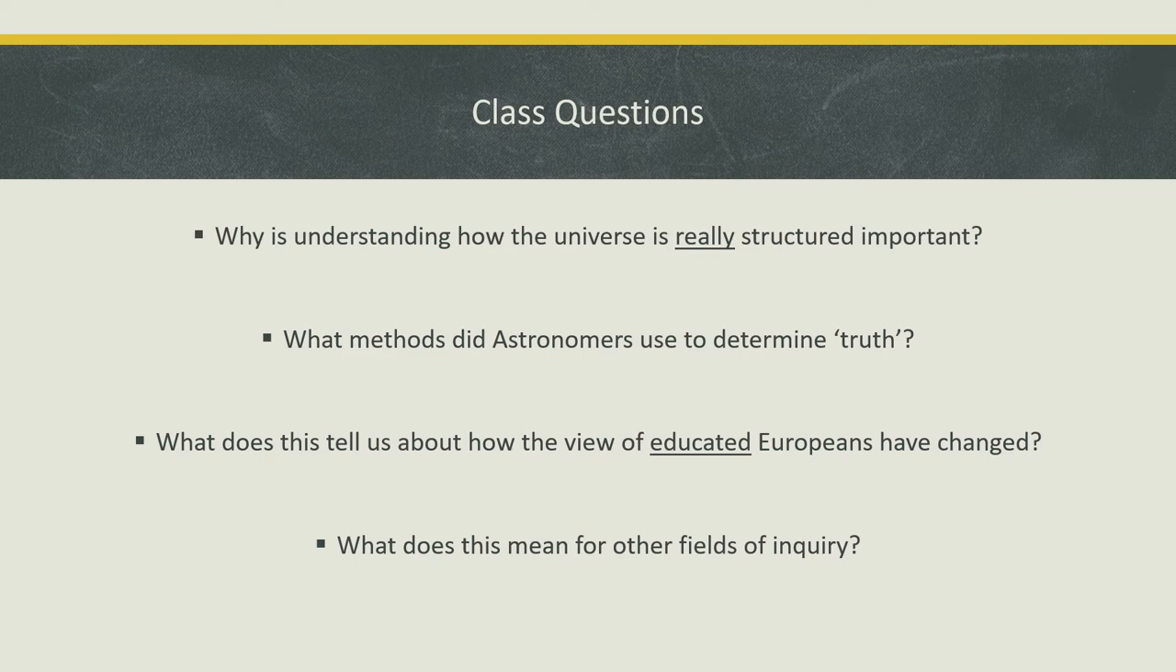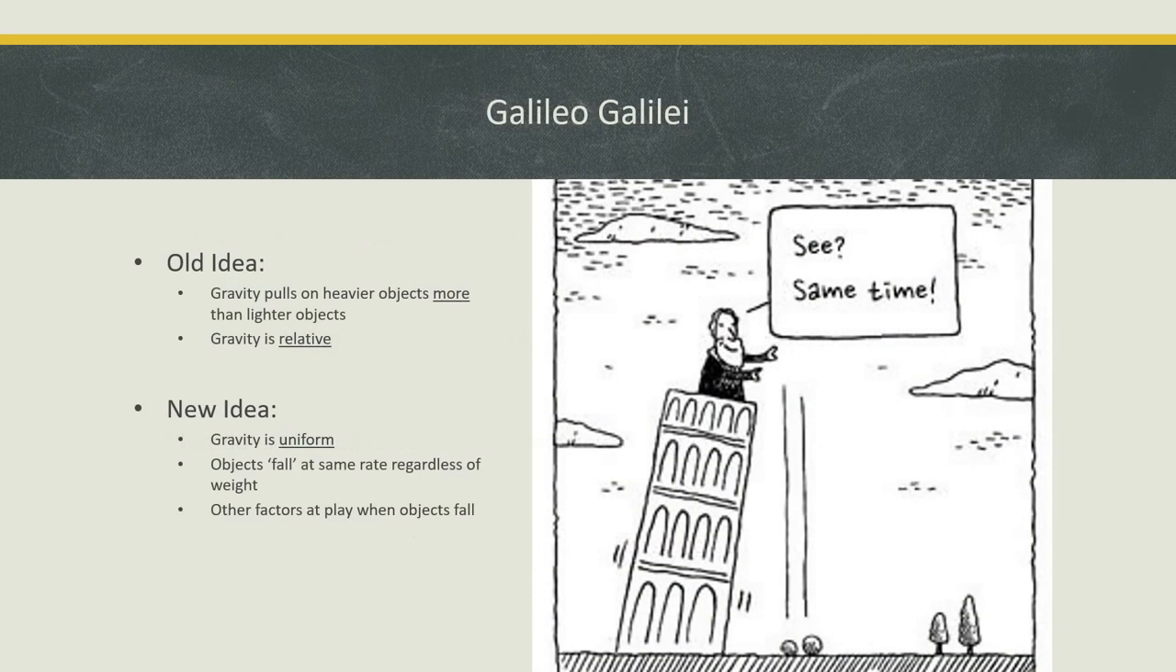If we can take something that is rock solid, that for hundreds of years had been unquestioned as absolute truth, both biblically and philosophically, and suddenly we go, maybe it's not. What does this imply for other fields of inquiry? Well, a good example would be gravity.